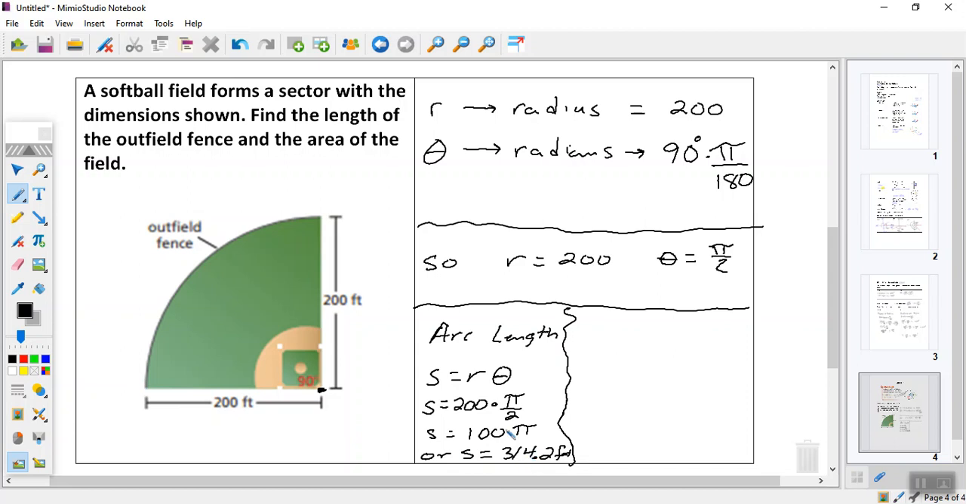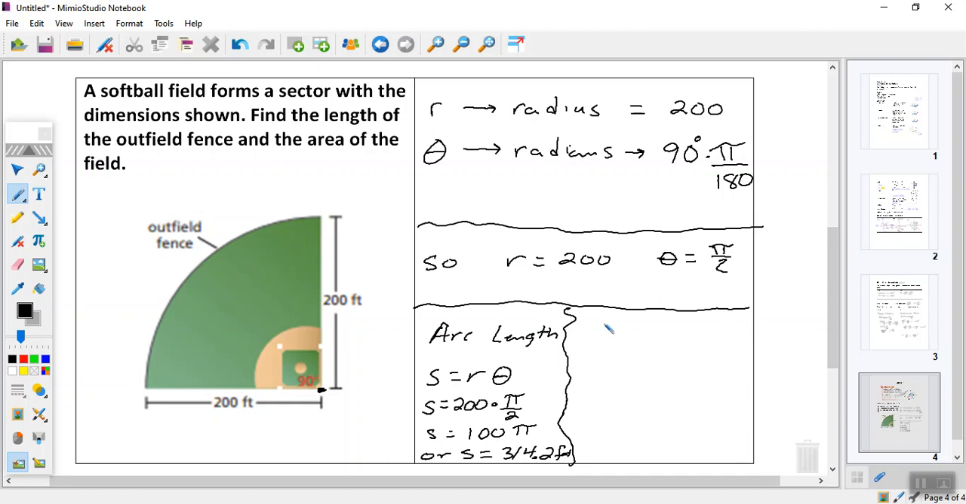So when we think logically like that, does that match what the formula is going to give you? Okay, so think of what you understand about arc length. Arc length S is just equal to your radius times your central angle, but your central angle must be measured how? Radians.